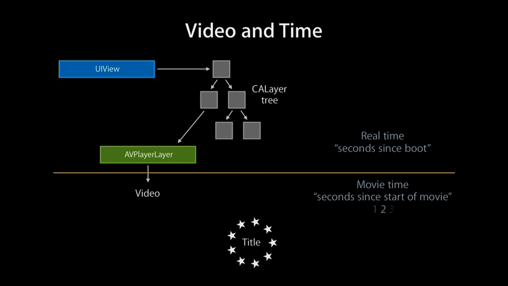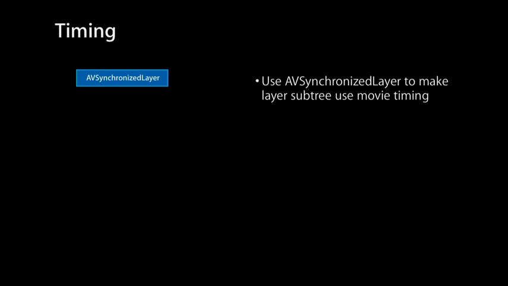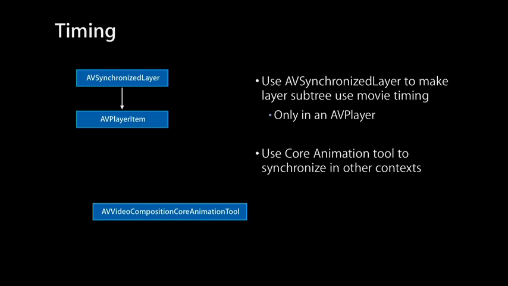So how do we make our animation happen in movie time? We add an AV synchronized layer, which fixes the layer tree underneath it to happen in movie time. AV synchronized layer needs to reference a specific player item, which is associated with the asset we want to sync with. But this only works in the context of an AV player. So we need something else, an AV video composition core animation tool, which we use to sync otherwise.